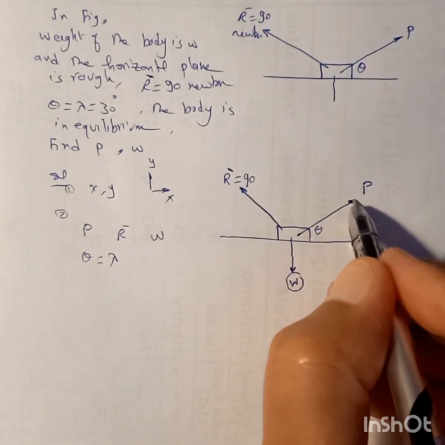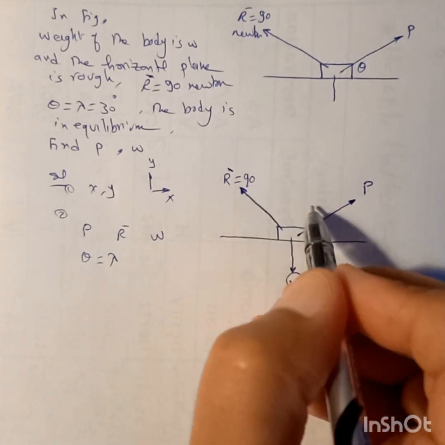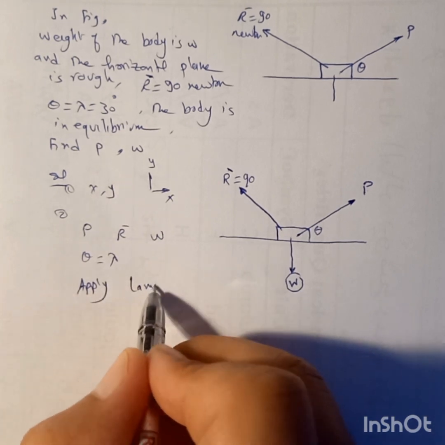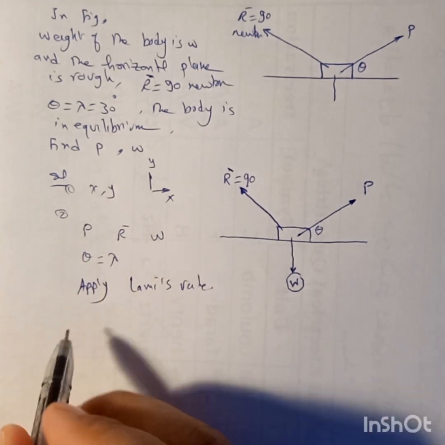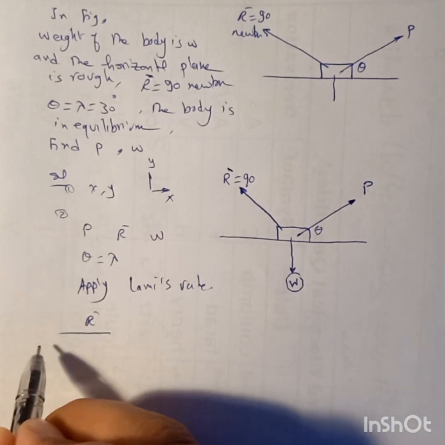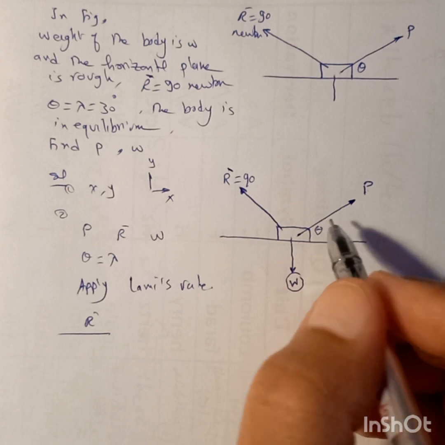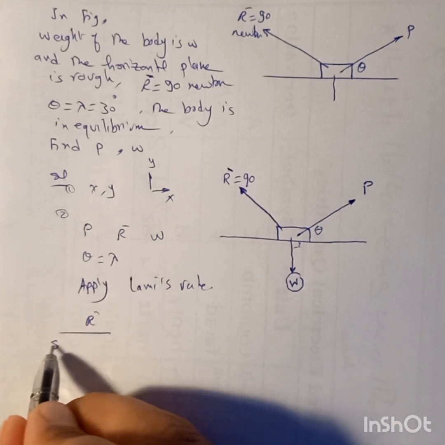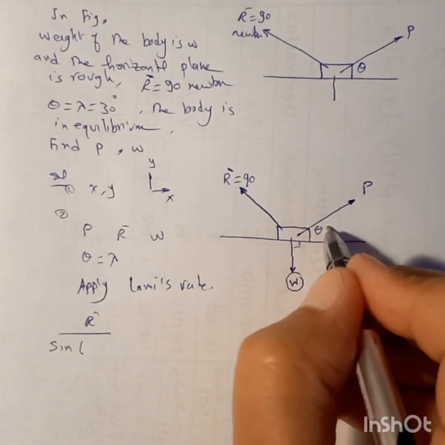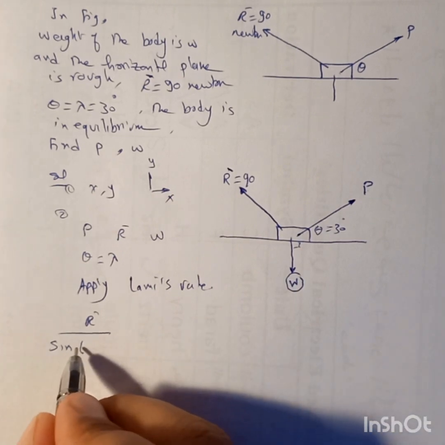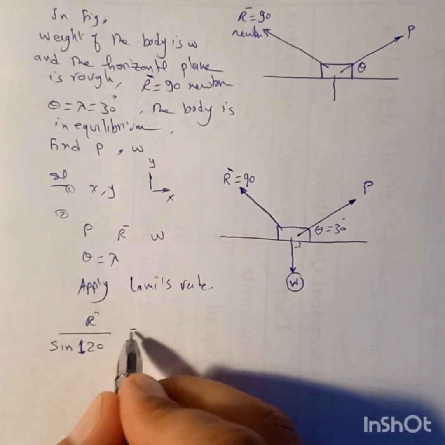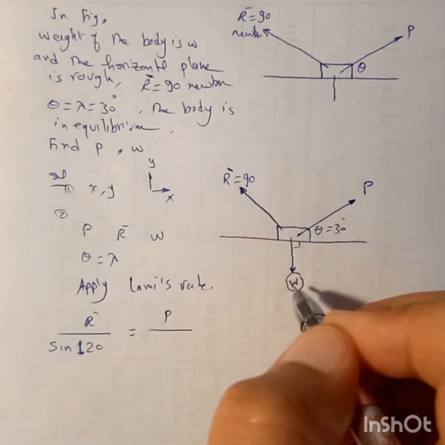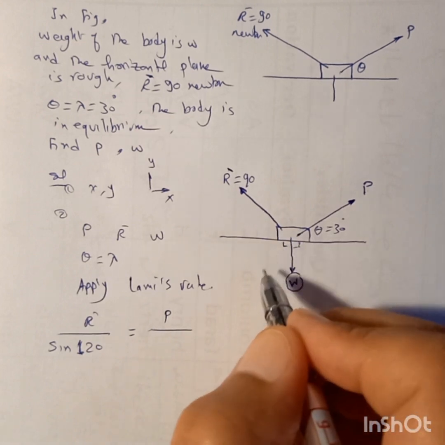As this body is in equilibrium under the action of these three forces, we can apply Lami's rule as follows. We have R dash divided by sine of the angle confined between P and W. We have here this 90 and theta, where theta equals 30 degrees, then we have sine 120. This equals P divided by sine of the angle confined between R dash and W. Here we have this right angle.